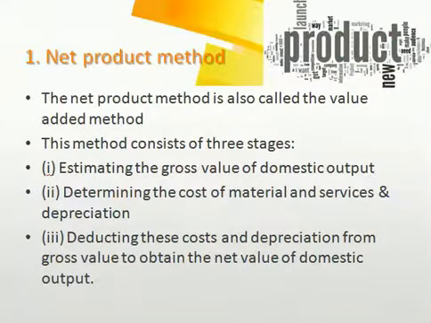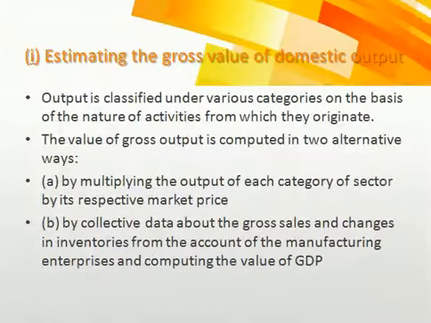Net product method is also called the value added method. This method consists of three stages. First, estimating the gross value of domestic product. Second, determining the cost of material and services and depreciation. Third, deducting these costs and depreciation from gross value to obtain the net value of domestic product. We'll discuss these three stages one by one. First is estimating the gross value of domestic product.